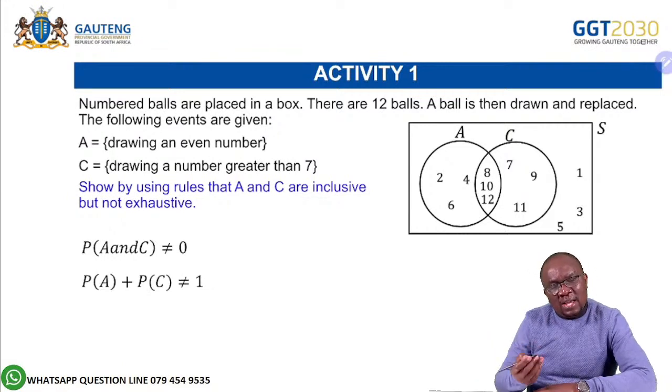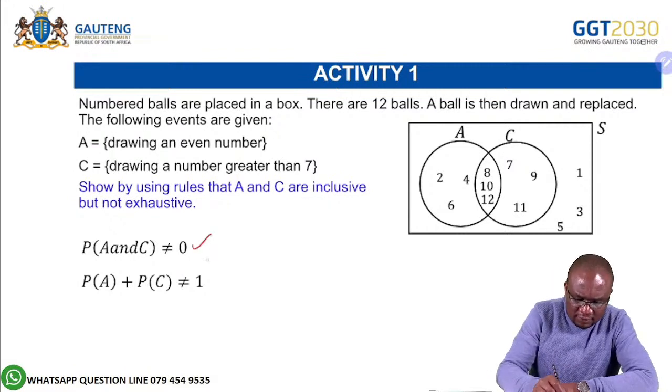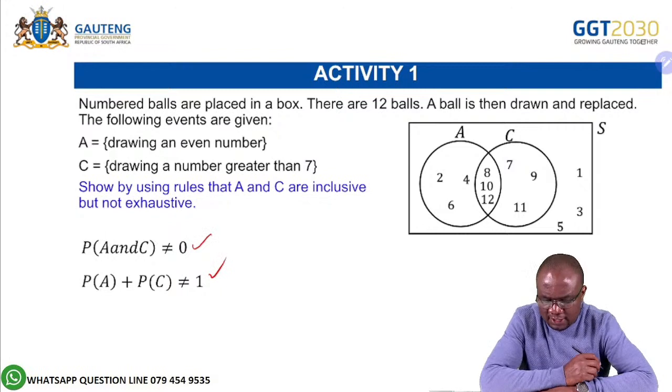They ask you, why are these two events exhaustive? Why are they not exhaustive? Are they mutually exclusive? Why are they not mutually exclusive? Something like that. Okay, you should be able to use this to explain your answer. Right, let's move on to the next question.